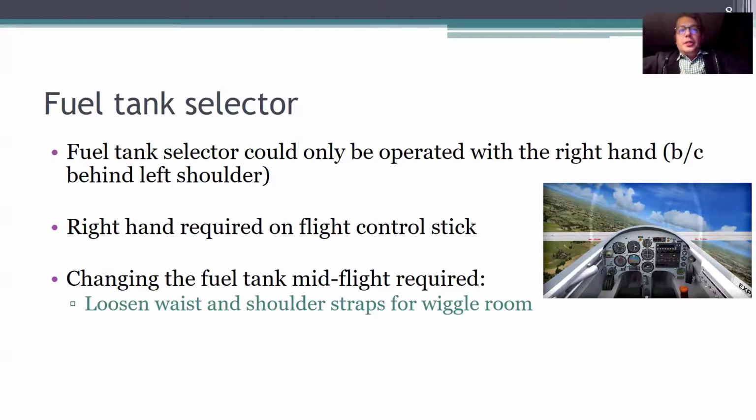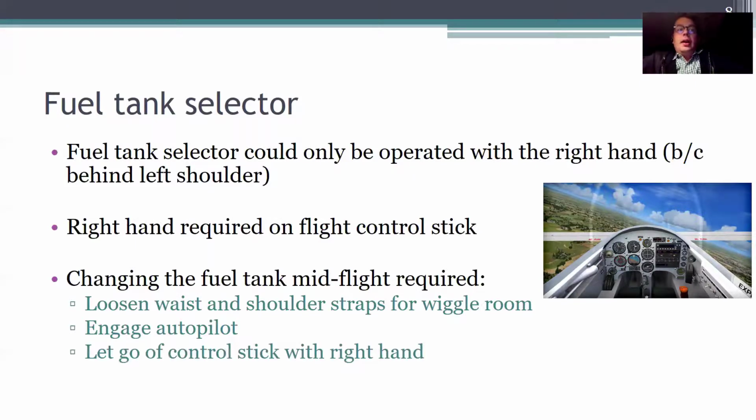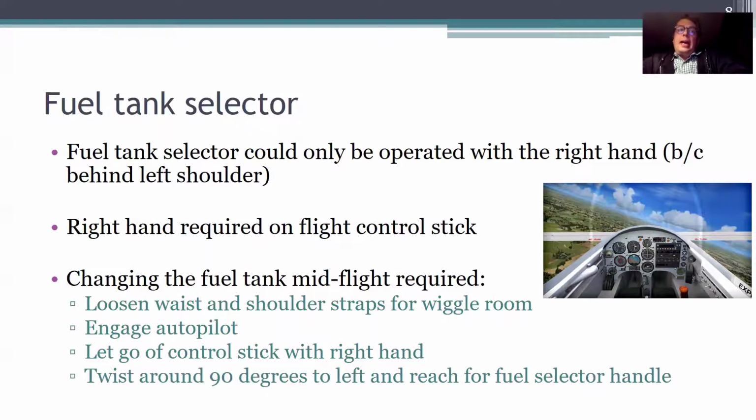Here's what it took. So I'm strapped in, so I've got to loosen my waist and shoulder straps. I've got to have wiggle room. I've got to push this to go autopilot because I'm taking my hands off of the yoke. I've got to let go of the control stick. So I'm letting go of that now with my hand, and I'm twisting around 90 degrees, and I'm reaching for the fuel selector handle. Note that when I twist around here and I'm reaching for it, my field of view is compromised. I'm no longer necessarily looking straight ahead.